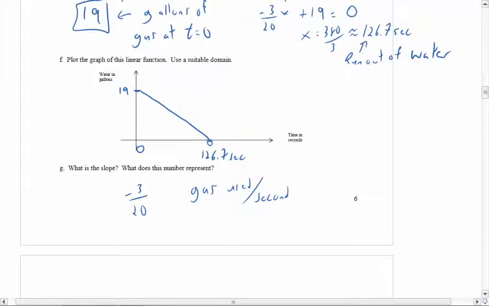And of course, if I graph this thing, the starting point is right here at 19, and it ends on the x-axis at 126.7 seconds. And so that's kind of what this whole graphing formula will look like.